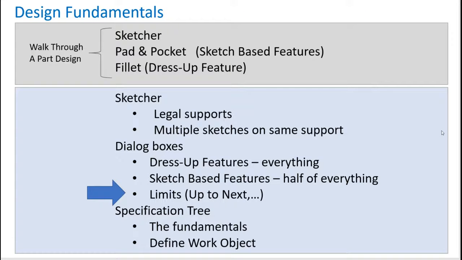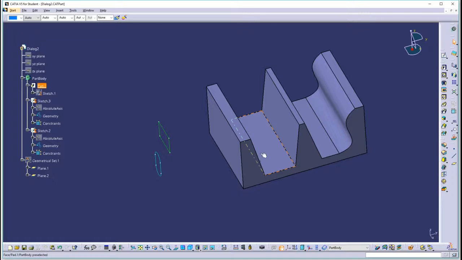Now let's take a little bit more in-depth look at the dialog boxes and what some of the options are for them. Some of these options like up to next, and we'll learn some of the others like up to last. Okay, let's take a look.